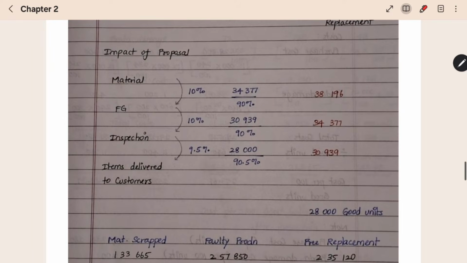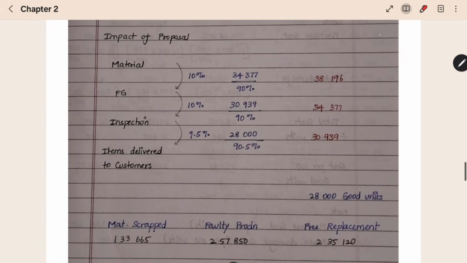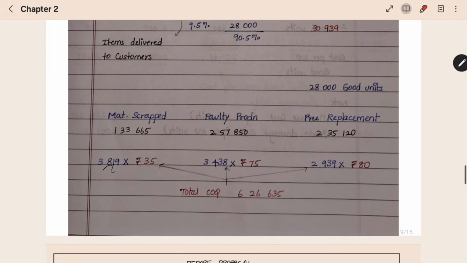Now we can see what is the impact on cost of quality after the proposal. After the proposal, this much units is scrapped in the material stage, this much after the production, and this much is sales returns. Now we are going to assign the respective cost. As we saw earlier, in the material stage, only material cost. Production stage, full production cost. Here, full production cost 75 plus 5 rupees for free replacement delivery. Total cost of quality we are getting is 626,635.